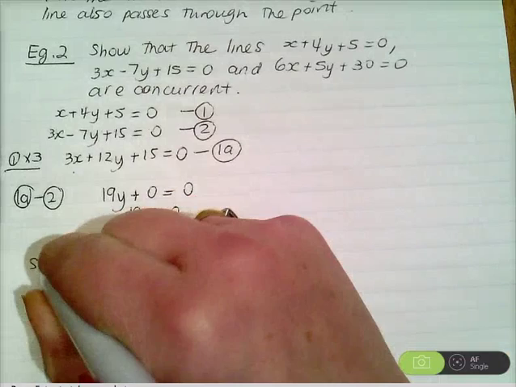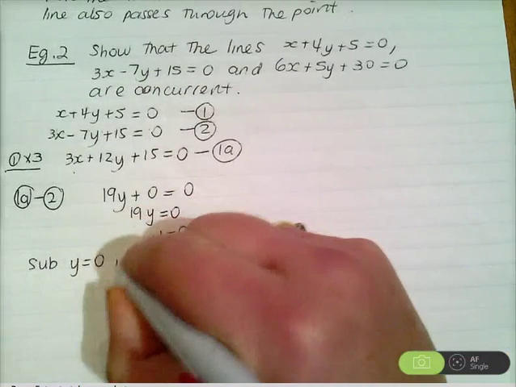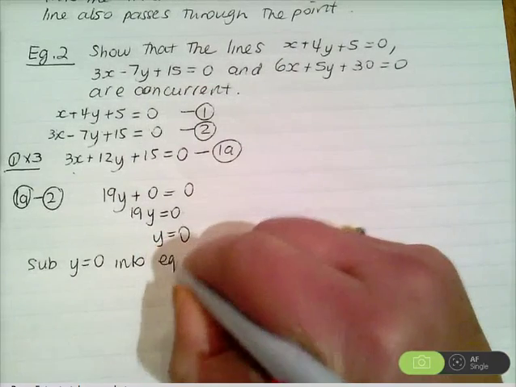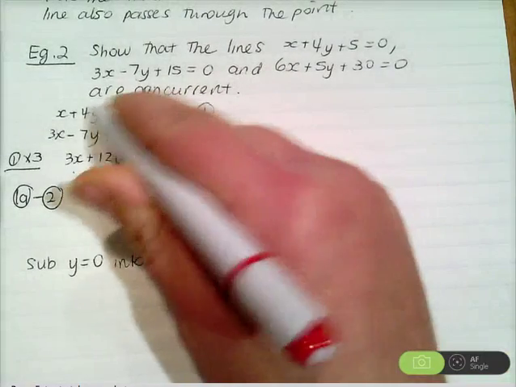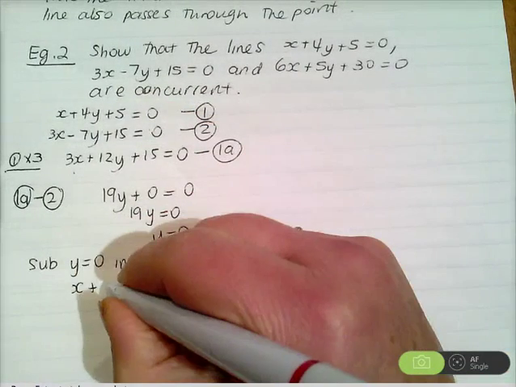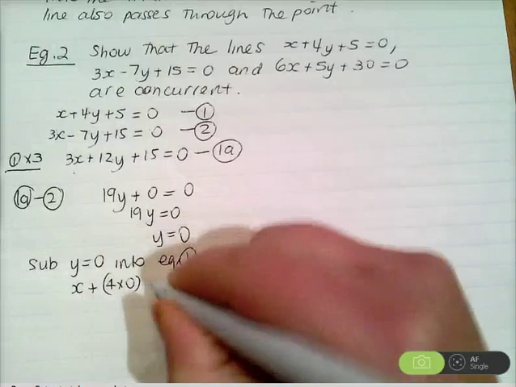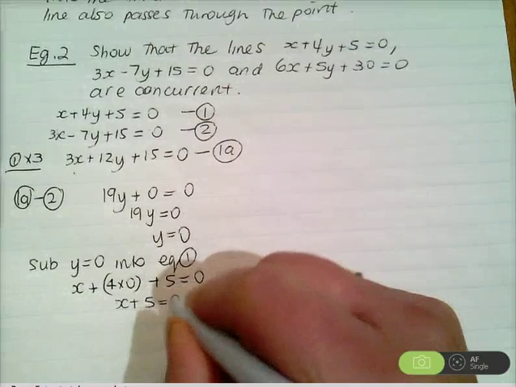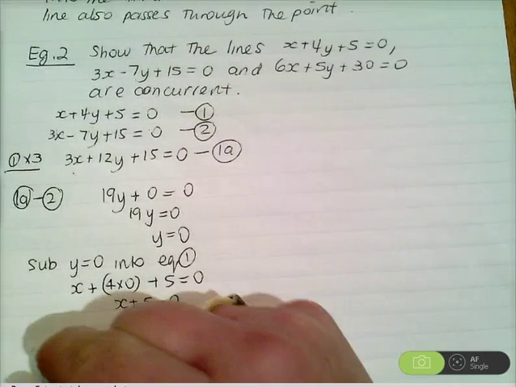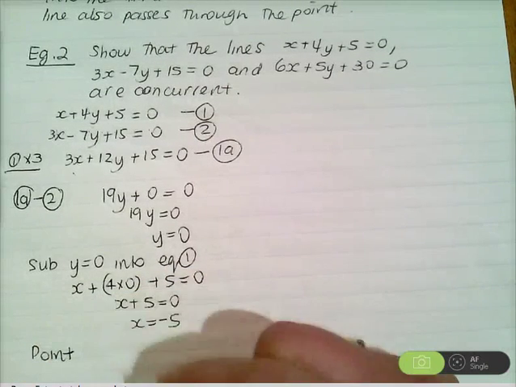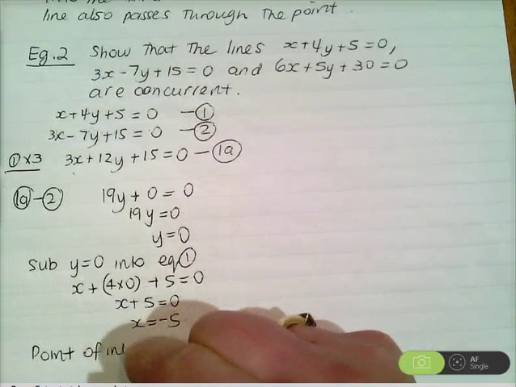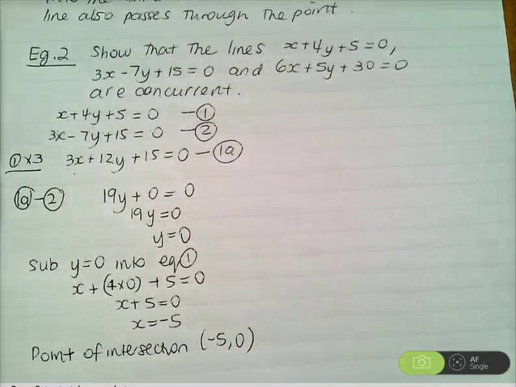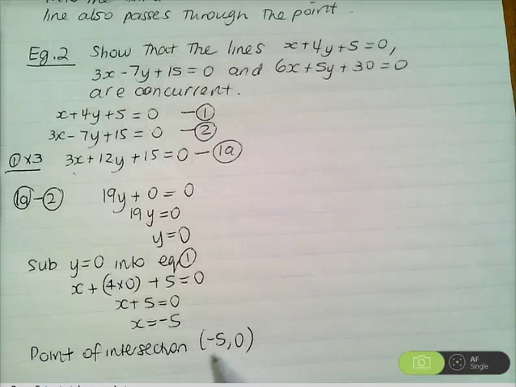Now, I'm going to substitute y equals 0 into any of these equations. I think I'll substitute it into equation 1. And if y is 0, I will get x plus 4 times 0 plus 5 equals 0. So I get that x plus 5 is 0, or that x is negative 5. Therefore, my point of intersection of those 2 lines is the point negative 5, 0, because remember, a point has an x value and then a y value.